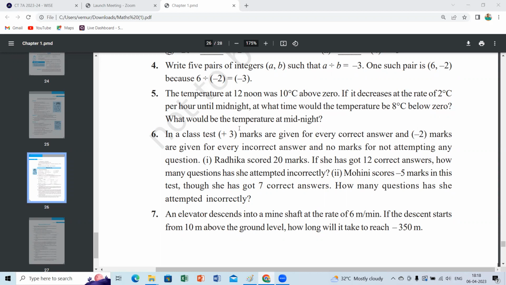You see here, the temperature at 12 noon was given as 10 degrees Celsius above zero. That means plus 10 degrees Celsius. If it decreases at the rate of 2 degrees per hour until midnight, from noon to midnight, how many hours? Ma'am, 12 hours. If it decreases 2 degrees per hour, that means 2 into 12, ma'am, 24. Decreasing means minus. So initially 10 degrees Celsius minus 24, what is the answer?